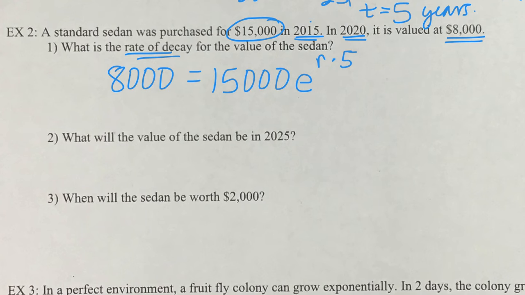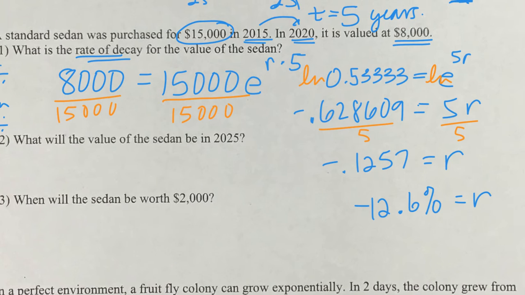Remember, it's 5 years from 2015 to 2020. So our t value is 5. Okay, so do these 3 steps. Divide both sides by 1,500. Natural log both sides, and then divide again by your rate or by your time and see what you get.